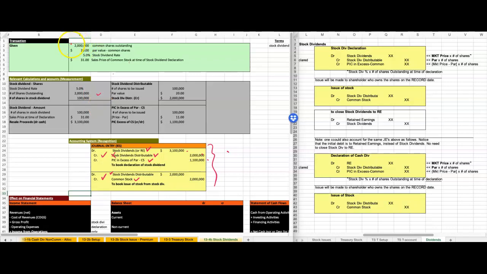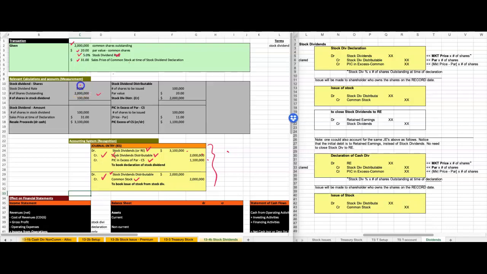The given for this problem is that there are 2,000 shares outstanding of common stock with a $20 par value. There is a 5% stock dividend. This is not a rate, actually. It's just a stock dividend of 5%, at a time when the price in the market for this common stock is $31. So given that, you first have to figure out what is the amount of the actual dividend.